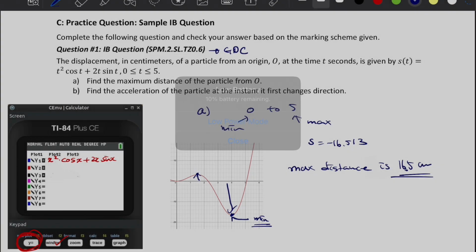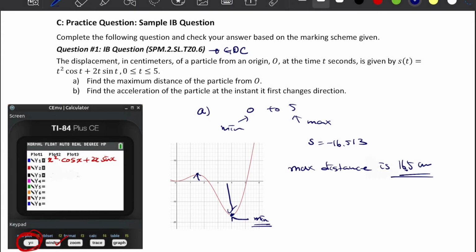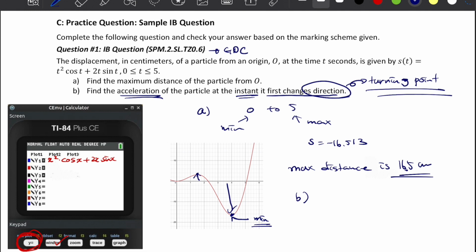Then question B: we need to find the acceleration of the particle at the instant it first changes direction. When you see the words first changes direction, it's referring to the turning point. We need to find this turning point to find the acceleration. To find the turning point, we need to differentiate s of t first.